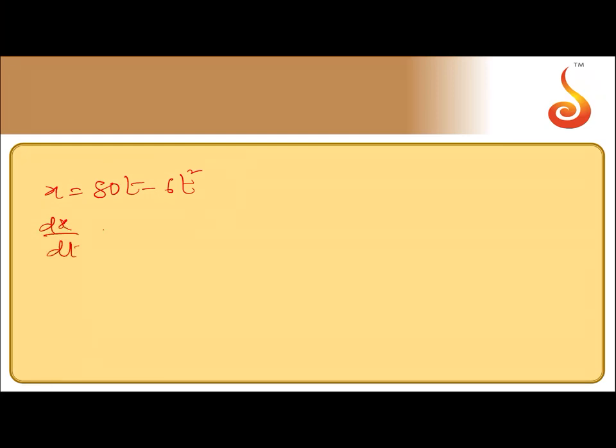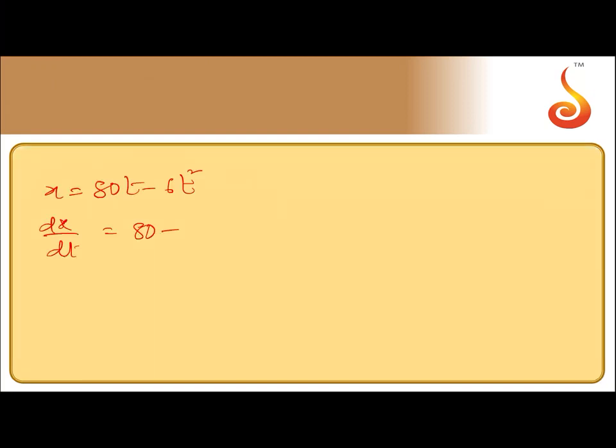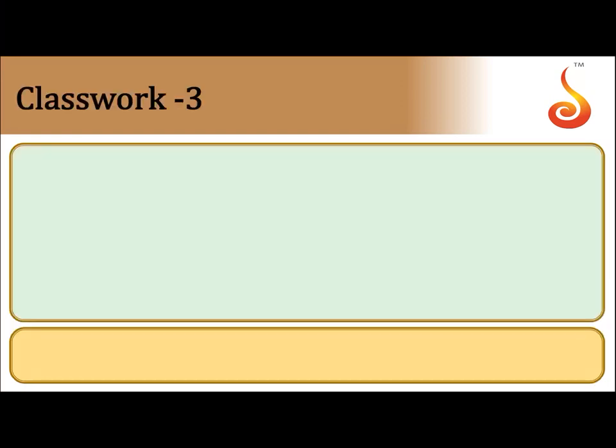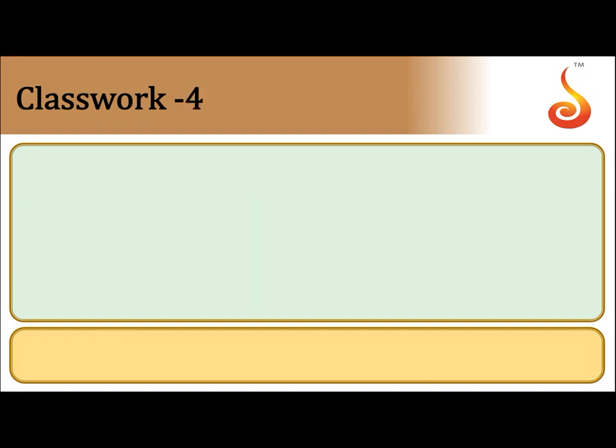So dx/dt must be 0 to reach the maximum height, and that is 80 minus, I hope it is not 6, it is 16. This is 16. Therefore 32t equals 0 means t = 80/32, so 5/2. So at that time the velocity is equal to 0 and it reaches the maximum height. So the answer is 5/2, that is 2.5. That's the answer.